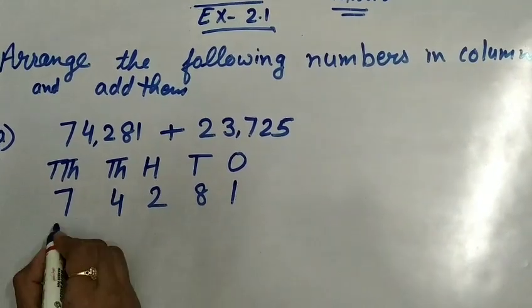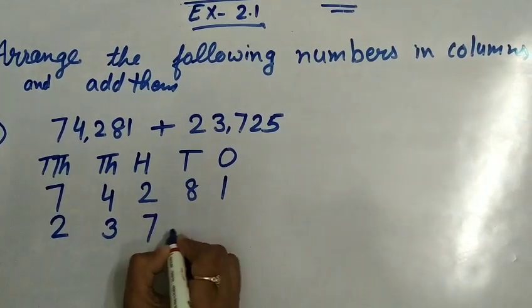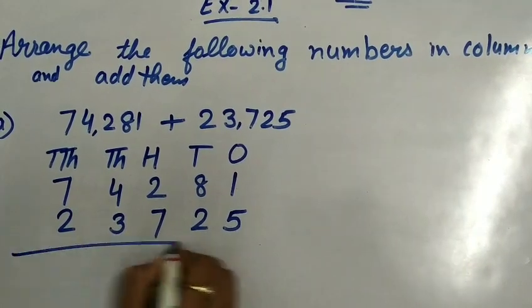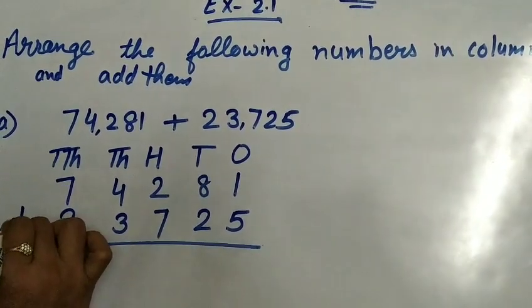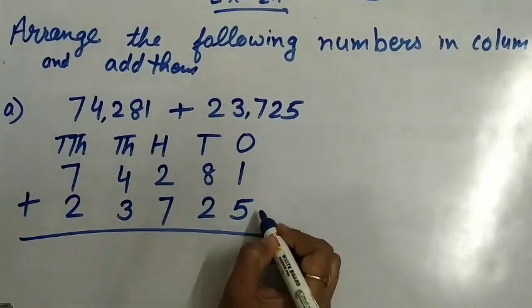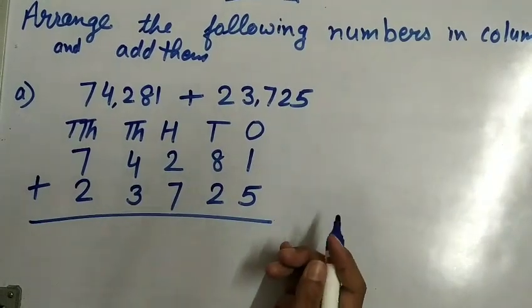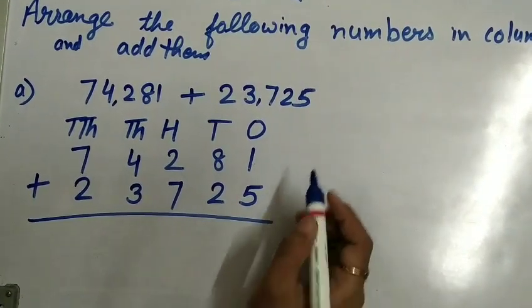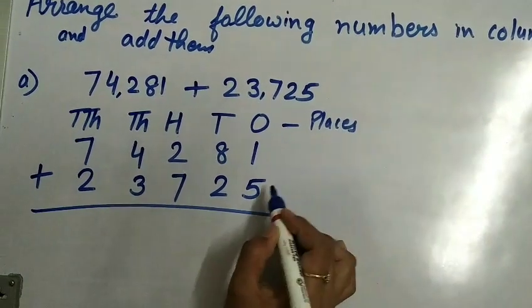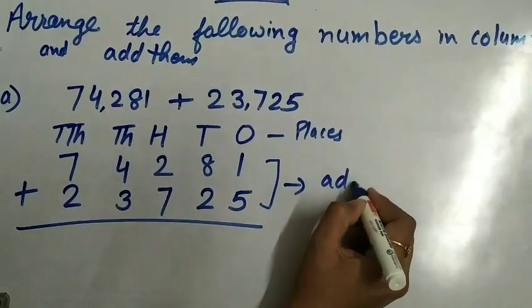Now our first step, we have to arrange the numbers in the place value chart. 74,281. The next number, 23,725. We have to add them, and these numbers are called addends. We have to start the addition from which place? Yes, ones. These are the places, and these are the addends.